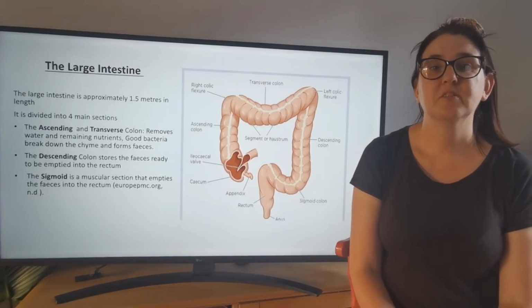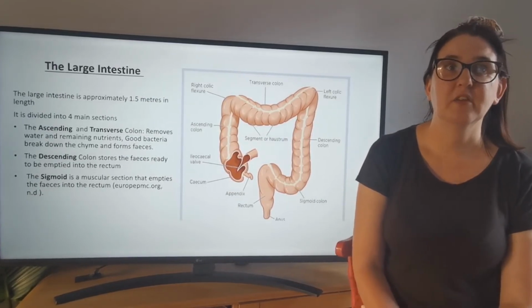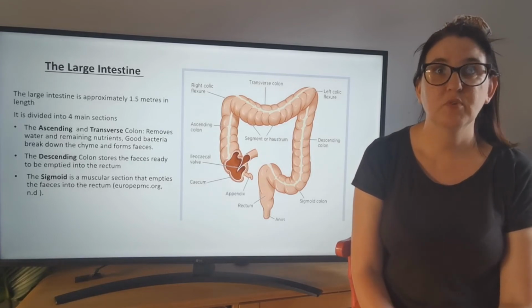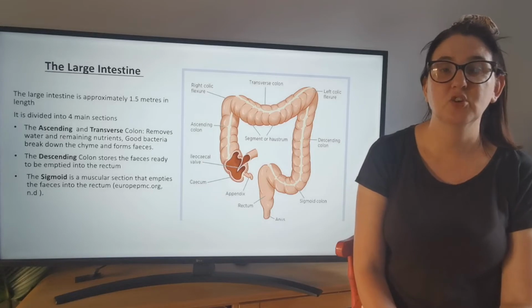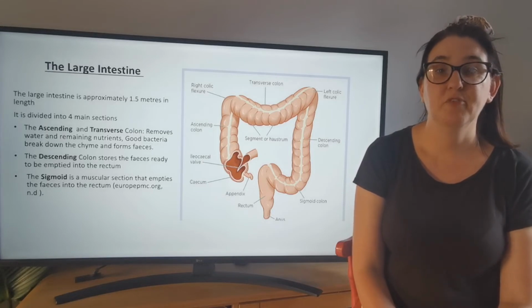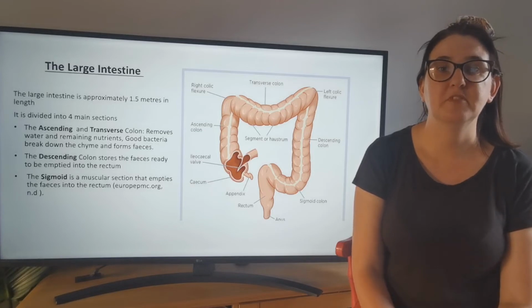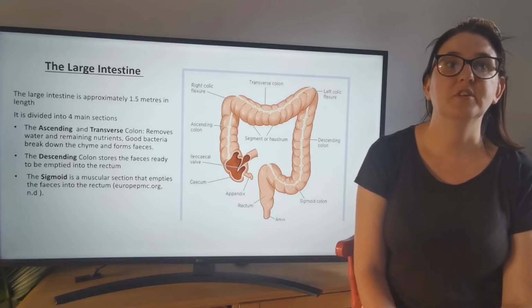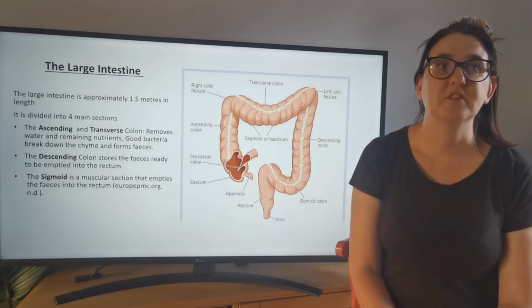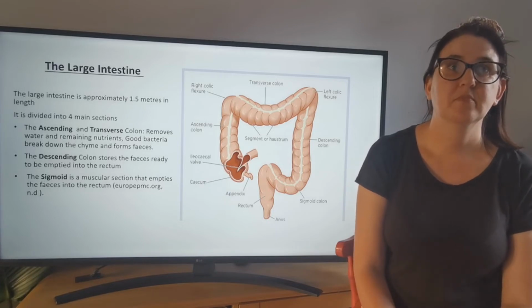The large intestine is approximately 1.5 metres in length and divided into four main sections. The ascending and transverse colon removes water and remaining nutrients, and good bacteria break down chyme and form faeces. The descending colon stores faeces ready to be emptied into the rectum. The sigmoid is a muscular section that empties faeces into the rectum.